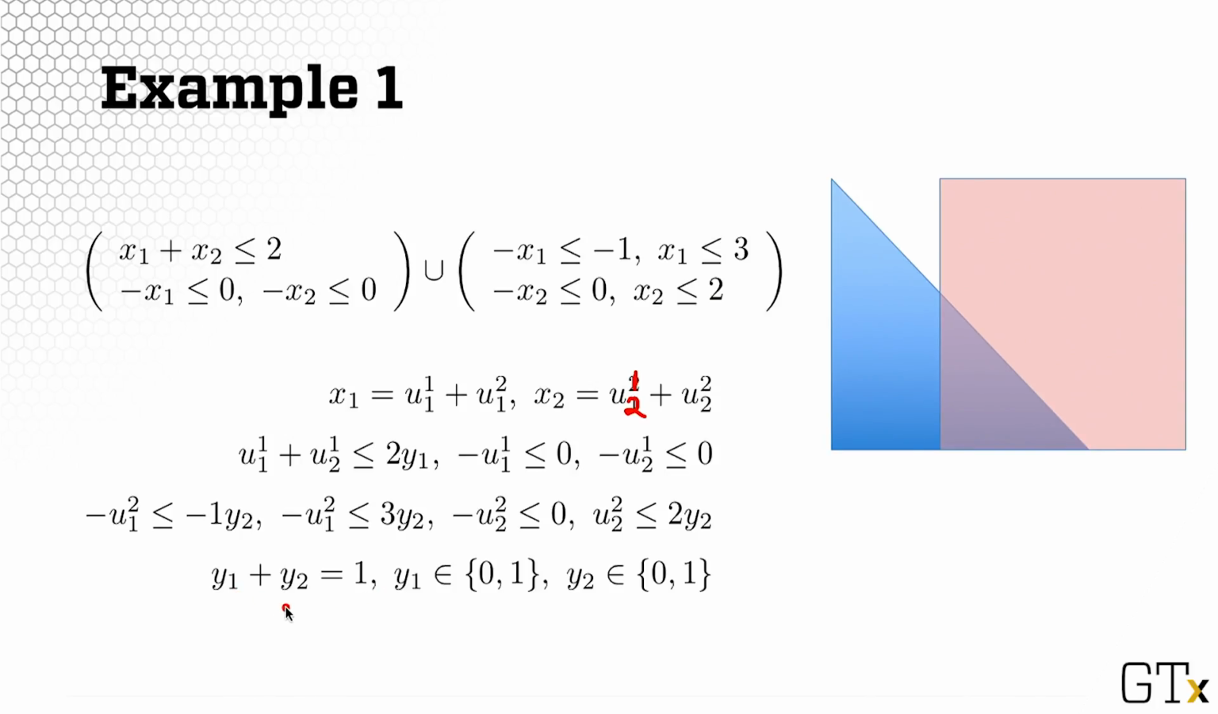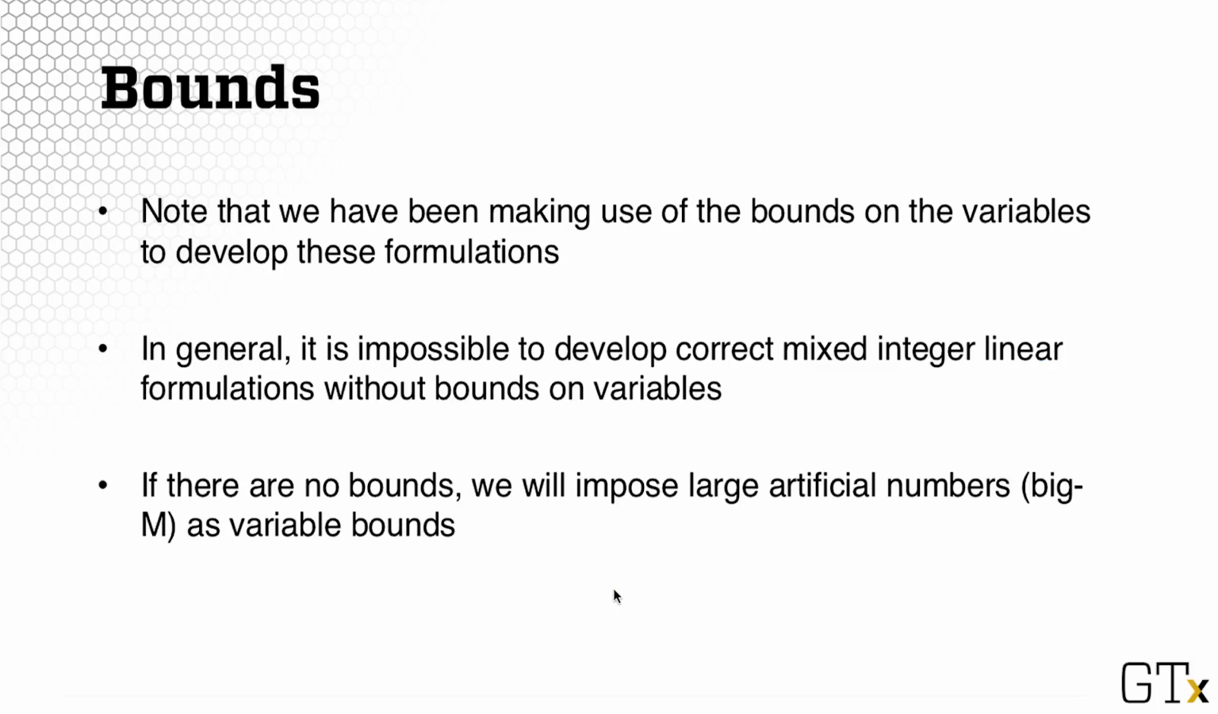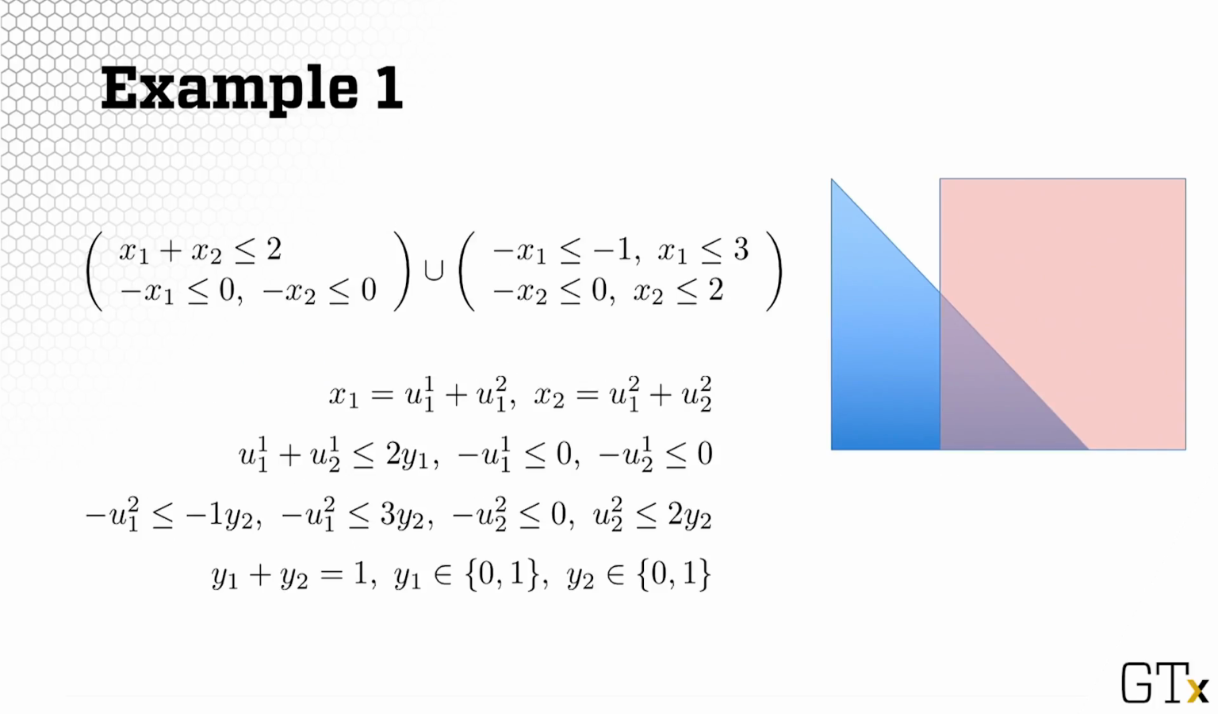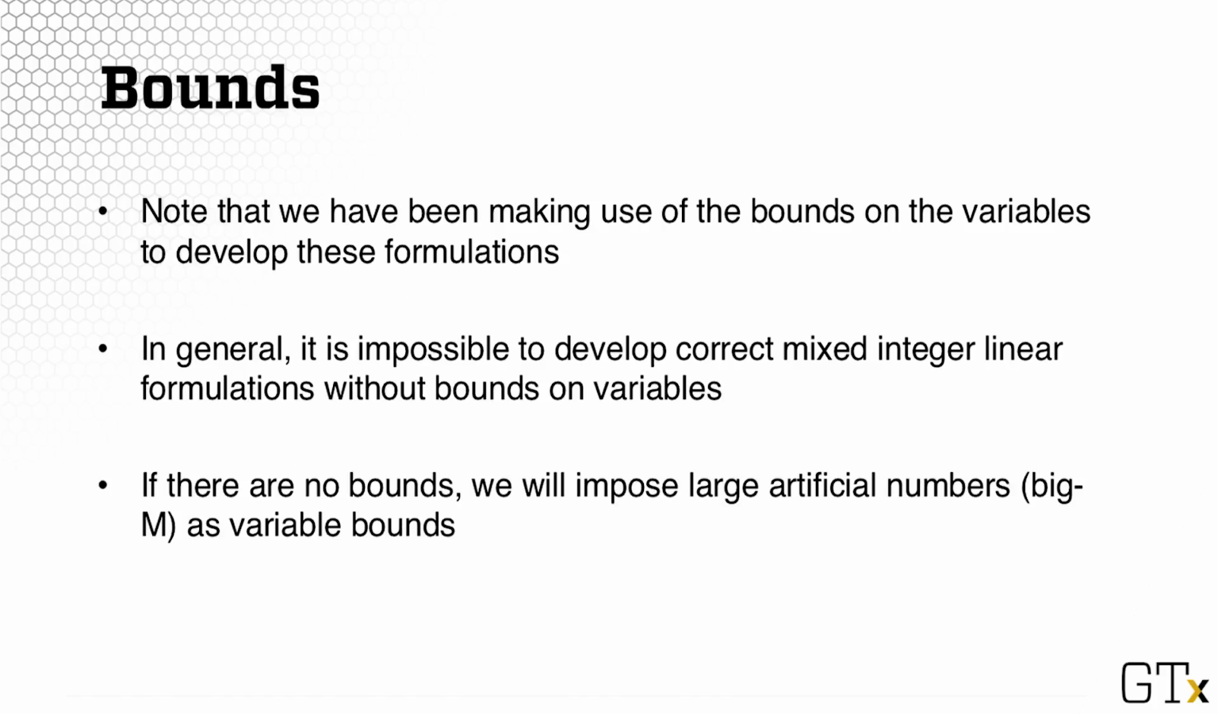And then again, you want y1 plus y2 is equal to 1, y1 is binary, y2 is binary. Once we do that, this gives us a right formulation for the set that we would like. Now notice that we have been making use of the bounds on the variables to develop these formulations. In general, it is impossible to develop correct mixed integer linear formulations without bounds on the variables.